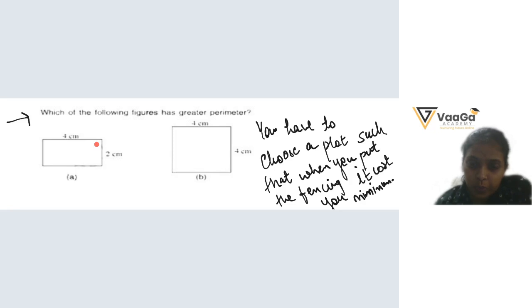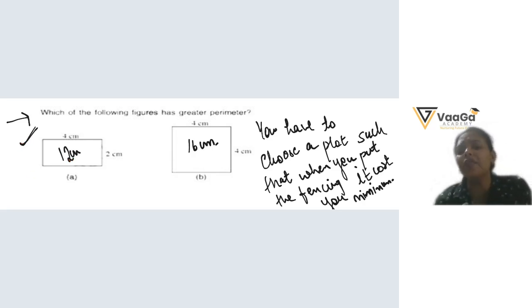I think the square. But I want the cost to be minimum. So then the rectangle, because when I put the fencing at the square, I'll need 16 centimeters of fencing. And here I'll need 12 centimeters of fencing. So the lesser the fencing, the lesser the cost. So I'll choose this.